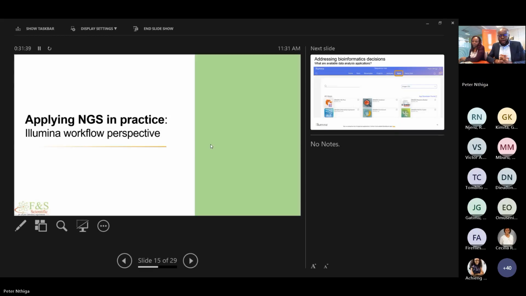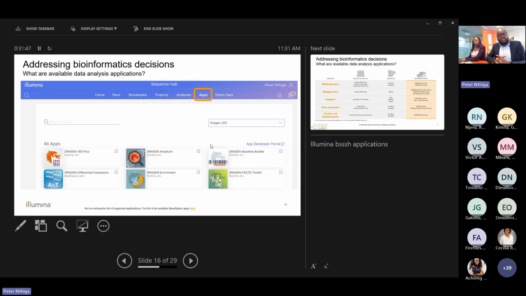So how do we apply NGS in practice from an Illumina workflow perspective? Okay, when we start making decisions about data analysis solutions, depending on the objective that you're addressing, one of the key questions to ask ourselves is, let's say it's an outbreak situation and you want to report your findings quickly: what are the data analysis applications that are available?